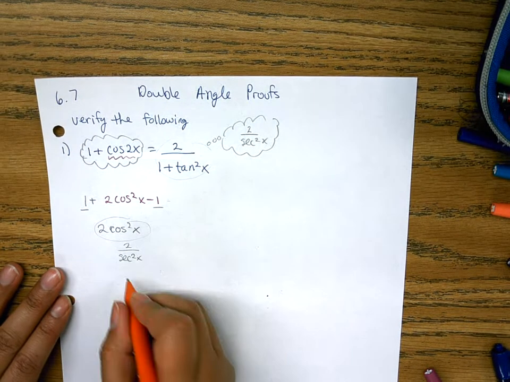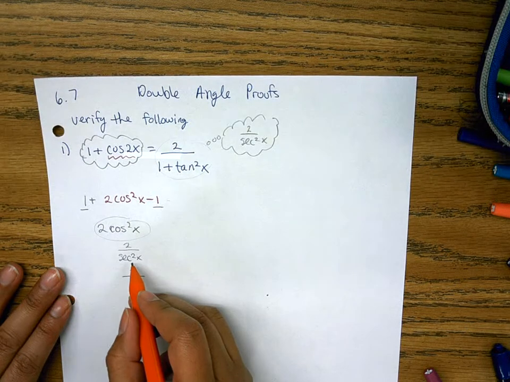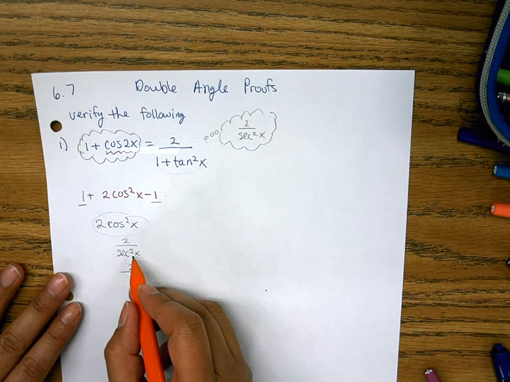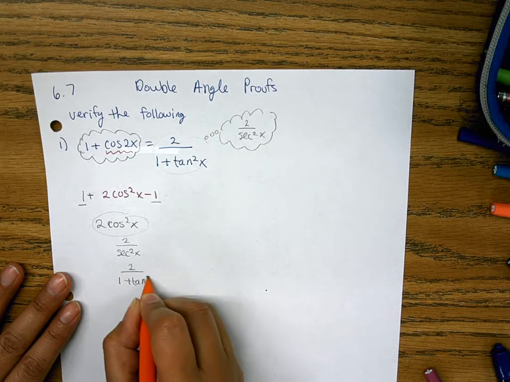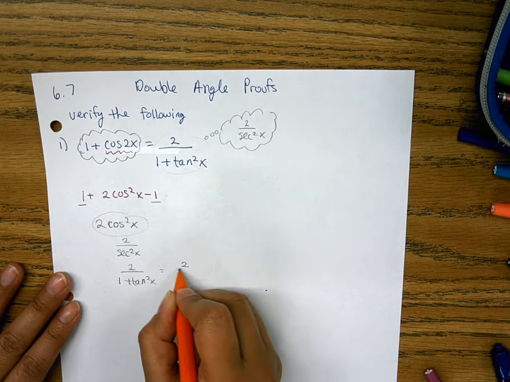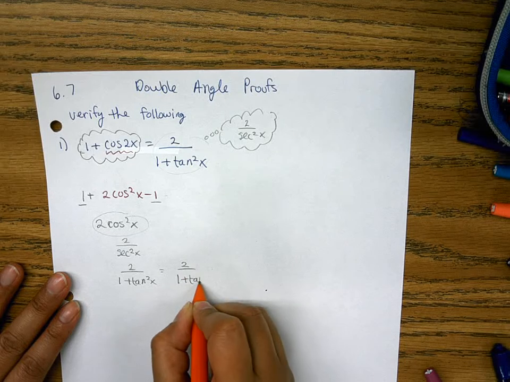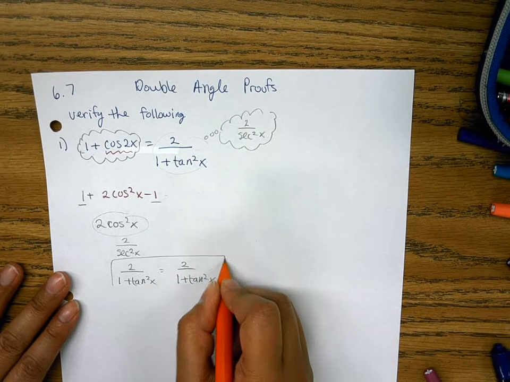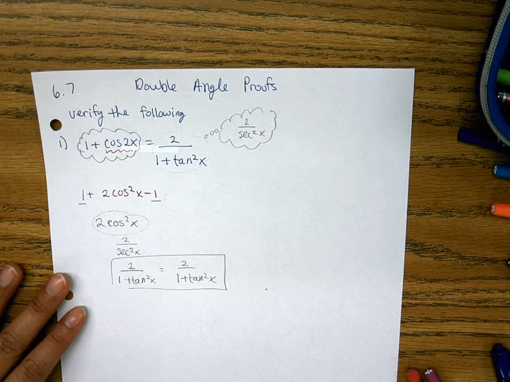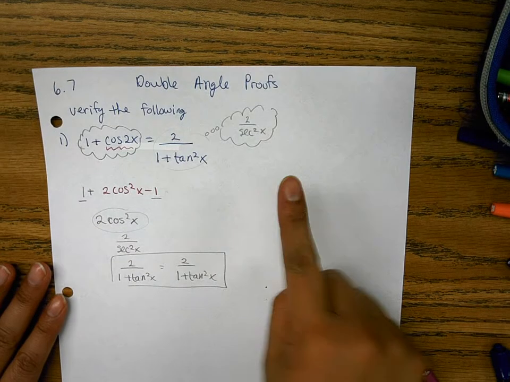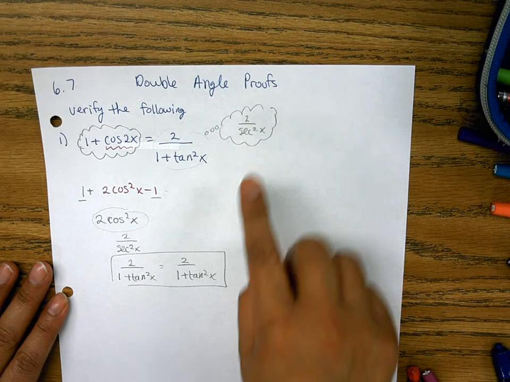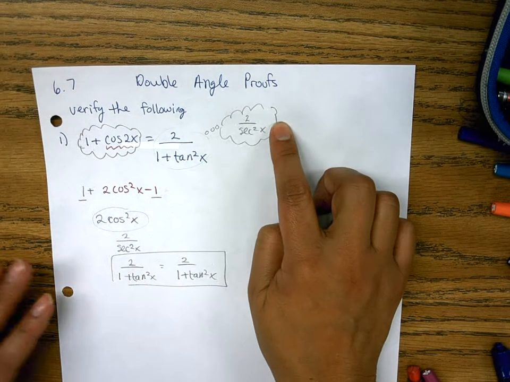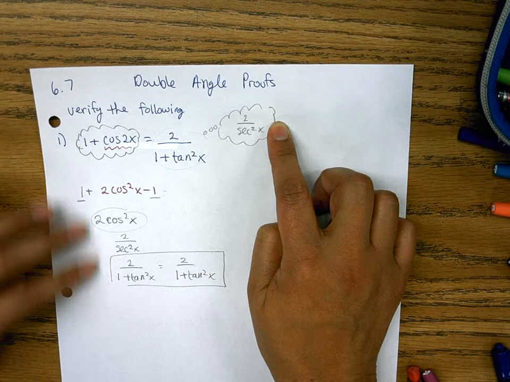Now I have it where I want it to be. Again, recognizing from my Pythagorean identities that secant squared is 1 plus tangent squared, it equals 2 over 1 plus tangent squared, and we are done with the proof. We verified that they equal each other. So don't forget, you can do this over here. You can't manipulate it all the way down, but you can think it through to guide you on what you're going to do on this side.